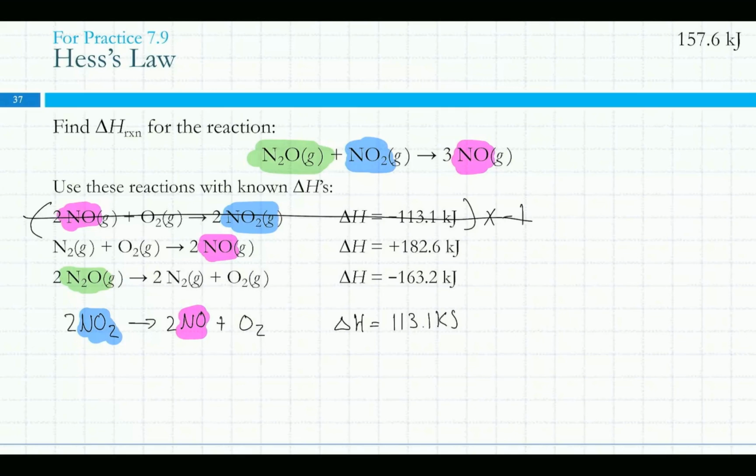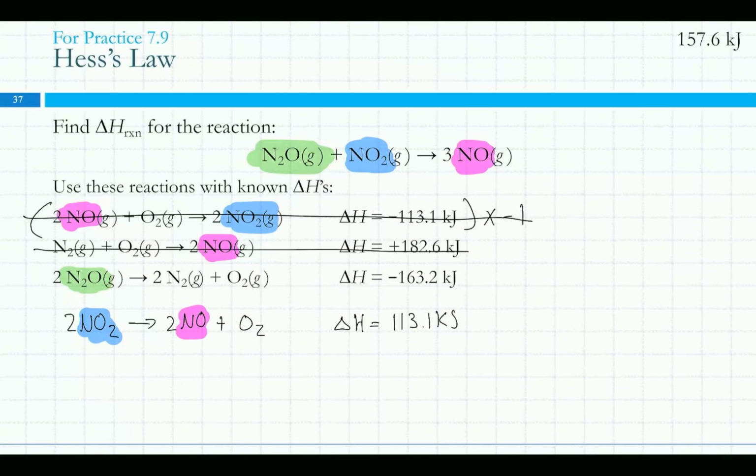The other thing we could do is look at what else is in here that we don't want. We've got these nitrogen and oxygens that aren't present in the final reaction. They're already on opposite sides: nitrogen in the reactants, nitrogen in the products, oxygen in the reactants, oxygen in the products, but they're not going to cancel out. Because I've got 2 nitrogens here, but there's only 1 nitrogen there. I need that to be 2 also. So I multiply that one by 2.